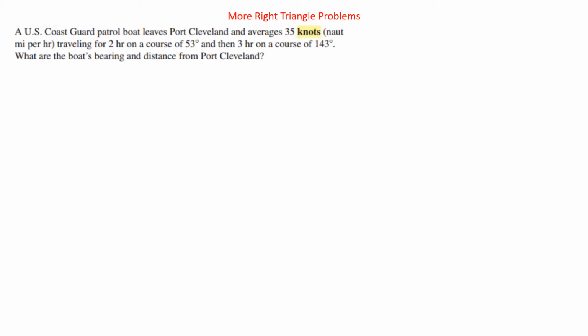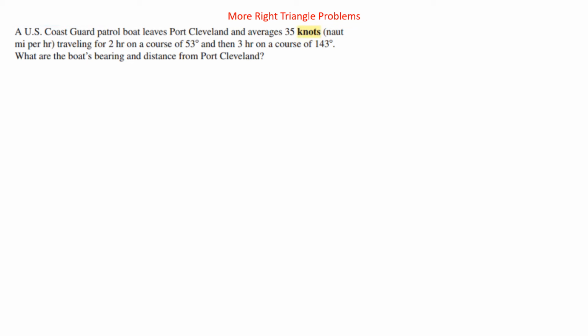Some navigation problems. These are ones that tend to get people a little bit. So here we have a Coast Guard patrol boat leaves Port Cleveland and averages 35 knots, which is nautical miles per hour, traveling for 2 hours on a course of 53 degrees, and then 3 hours on a course of 143 degrees. What are the boat's bearing and distance from Port Cleveland?